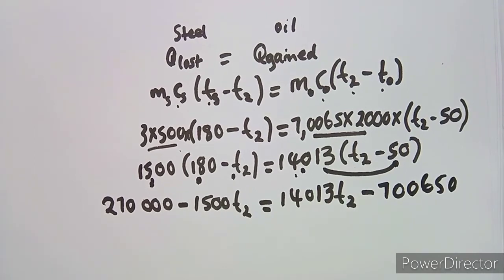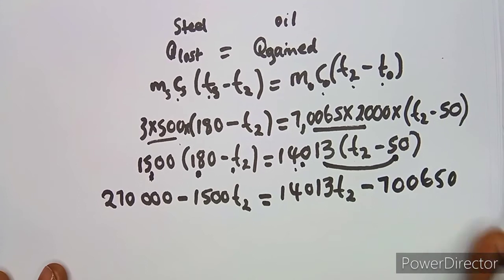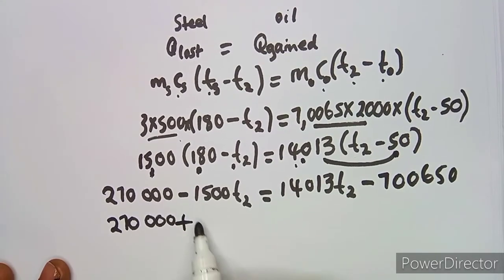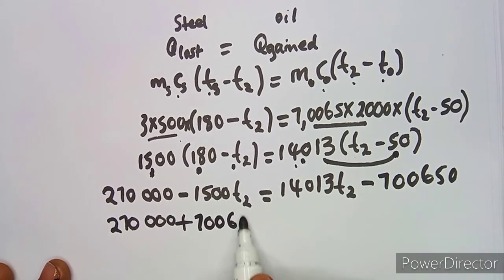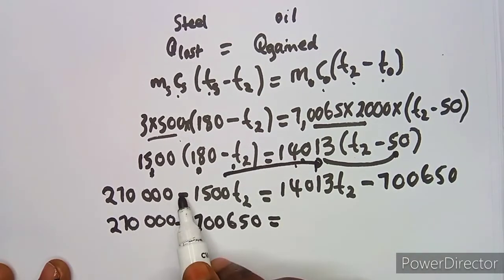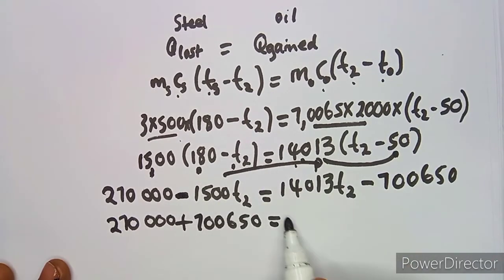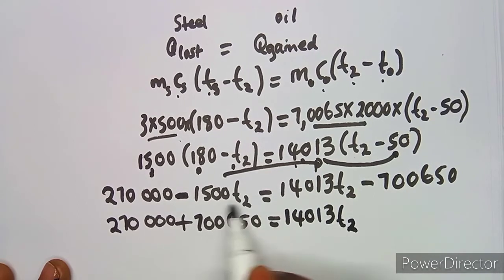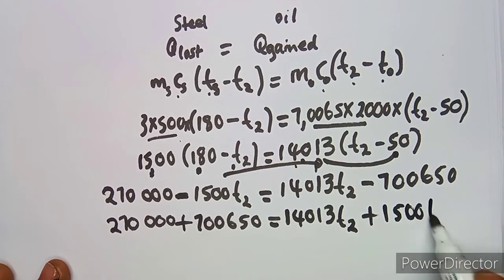Then guys, let's just transpose, collect like terms and see what you're going to have. So you're going to collect numbers. I'm going to be left with 200,000. This one to this side is going to be a plus 700,650, which is equal to, transpose this, it's going to be a minus. It's a plus because it was a minus. So it will be 14013 T2 plus 1500 T2.